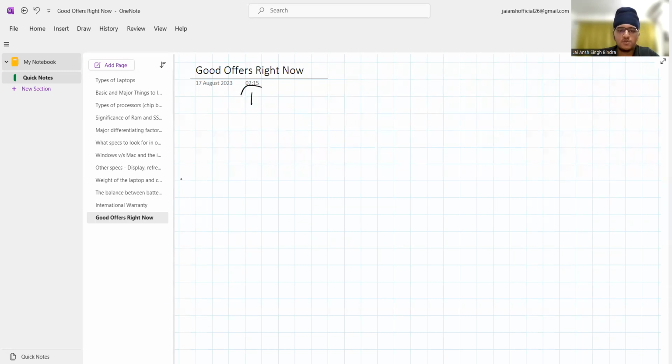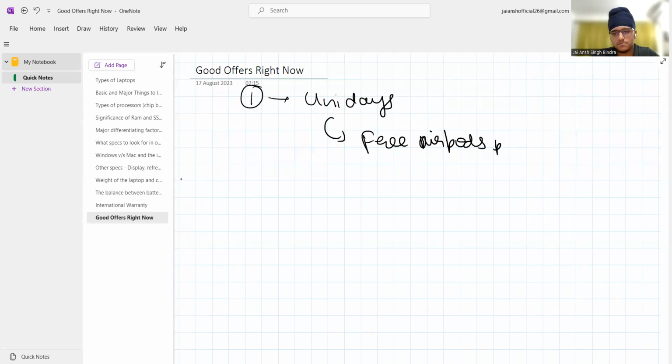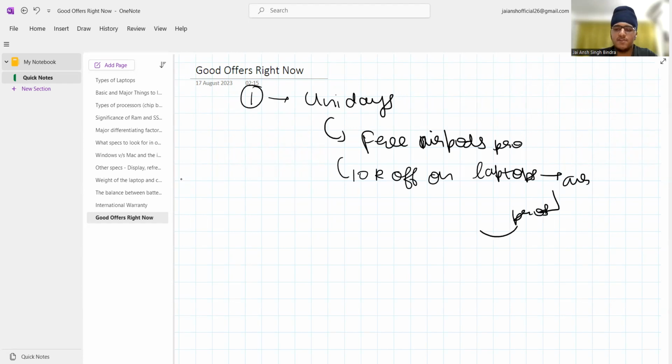Now, one good offer which is going on right now is the Uni Days on Apple, where you are getting free AirPods Pro, the small ones, not the headsets. You are going to be getting them for free with your laptop. Plus, you're going to be getting 10K off on laptops that are Air. And on Pros, you're going to be getting free AirPods, and you're going to get free AirPods with Air too. Free AirPods plus around 20K reduction on this.